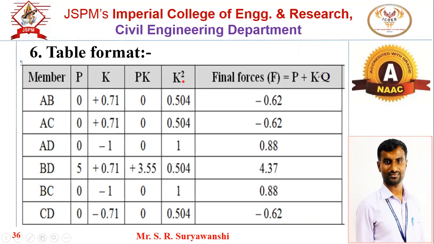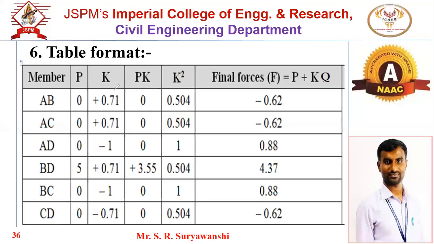Now note down all the P forces and K forces for the respective members. There are 6 members. In the previous session for P analysis, we got only the P force for member BD, which is tensile 5 kilonewton. So that's why 5 kilonewton is written. Next, for K forces: AB tensile, AC tensile, then BD and CD, this is tensile and this is compressive. Then for AD and BC, these are the compressive member forces we have worked out from the K analysis.